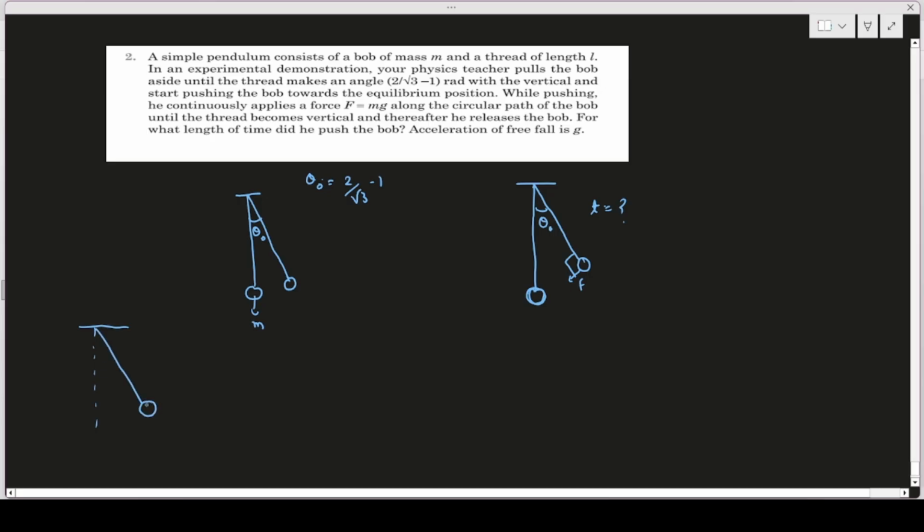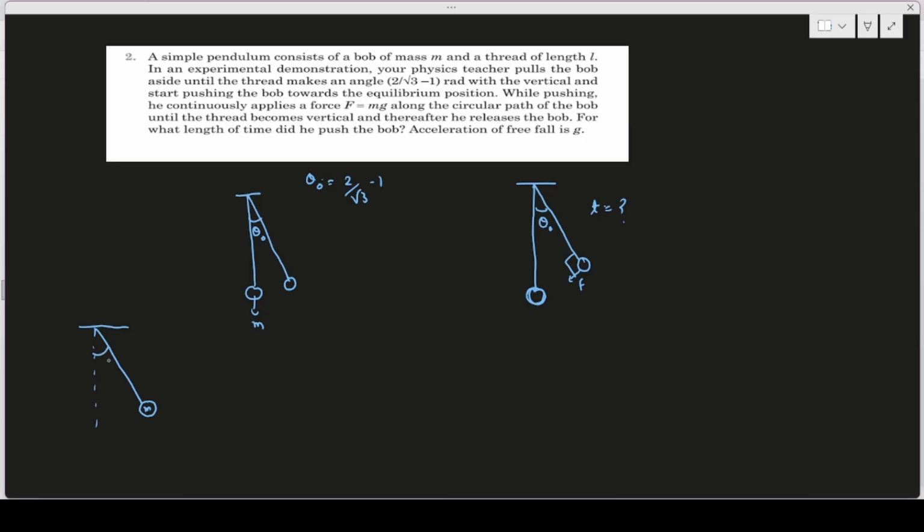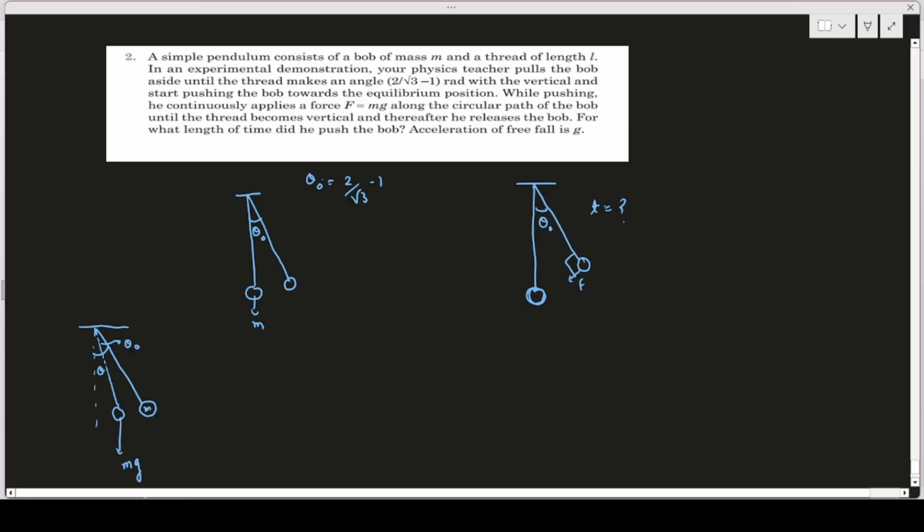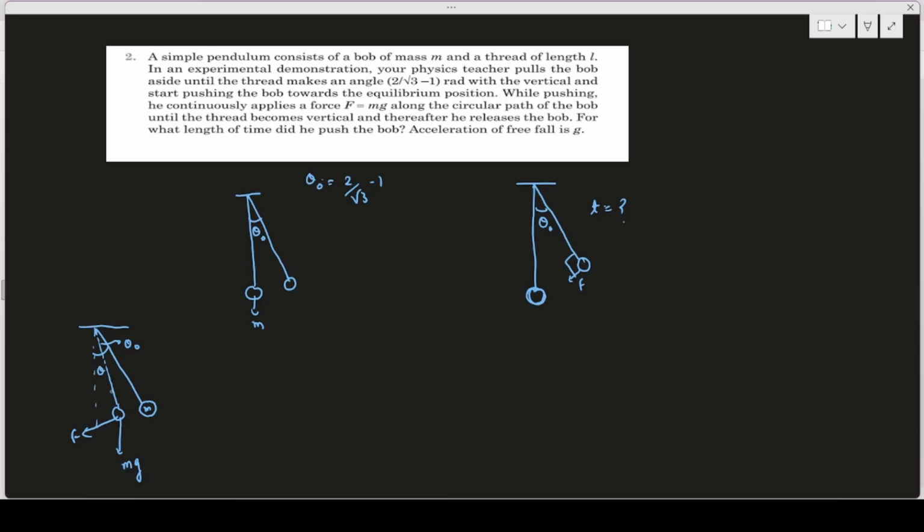So this is thread and this is the bob of mass m. Initially this angle is theta naught. Now let's say when the thread comes to an angular position of theta, what will be the forces applied on the thread? One force will be mg and another force will be F. One thing is that this F will always be perpendicular to this thread.